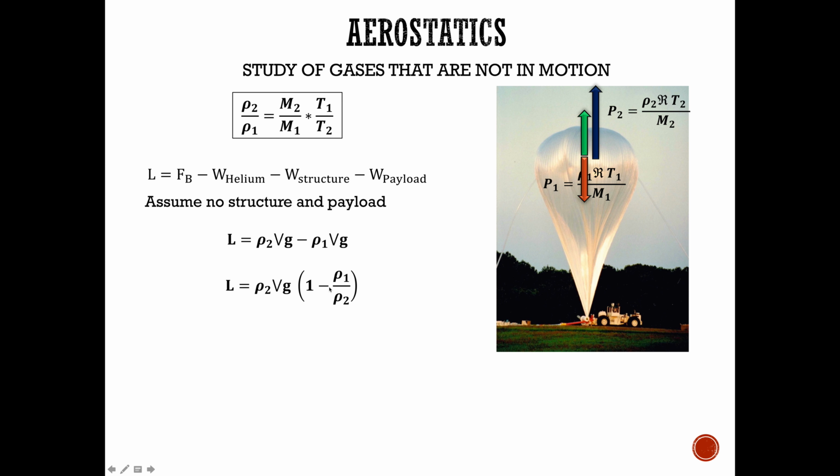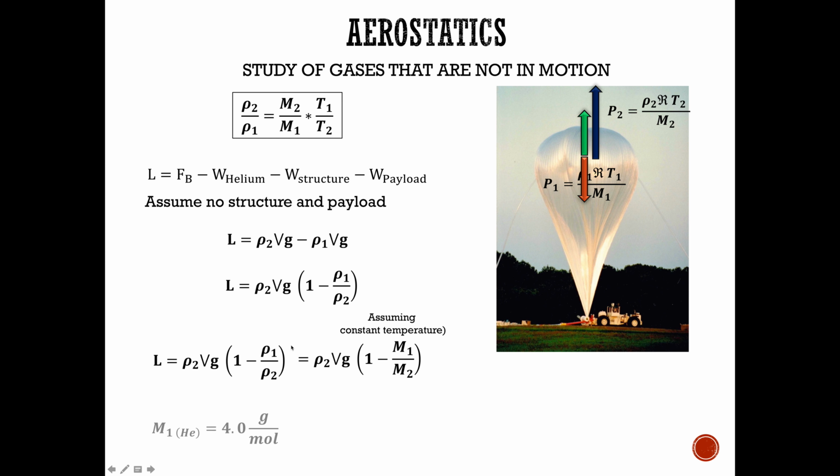With some grouping, you can take rho2 as common, where rho2 is air, and write it as rho2 Vg times (1 minus rho1 by rho2). That's great, but from the formula we just derived from the equation of state, we can write rho2 by rho1 as M2 by M1 times T1 by T2. Now, if you assume constant temperature inside and outside the helium balloon, then you can write rho1 by rho2 as M1 by M2. We saw this equation in class.